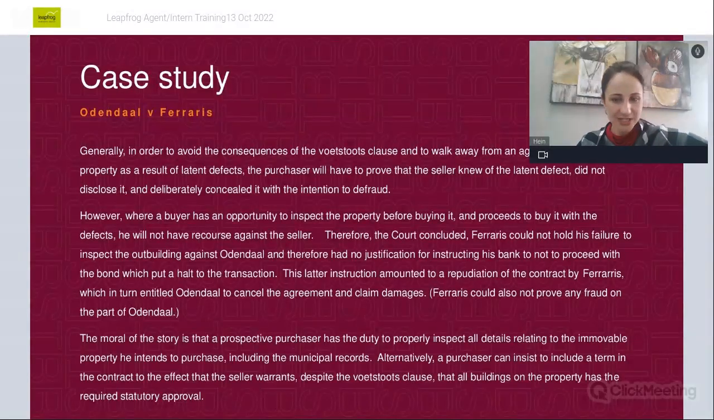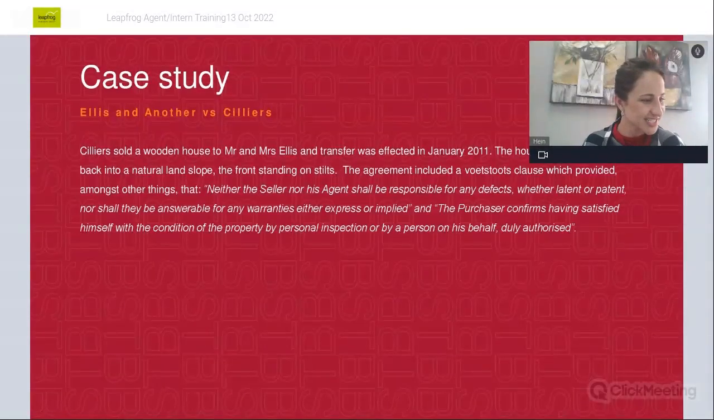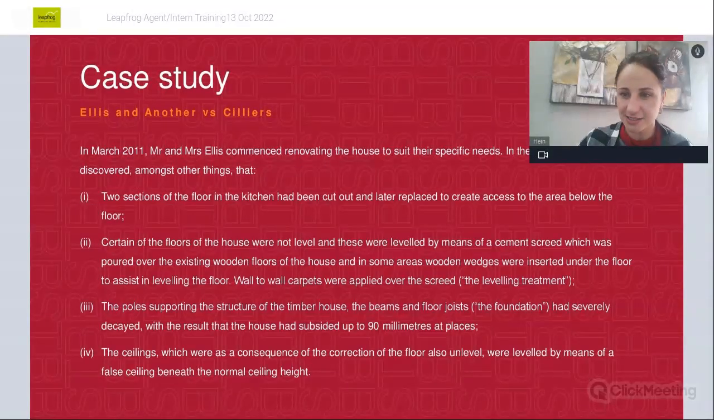Then we have another court case, which is also quite interesting. This one is Solier v Ennis. Solier actually sold a wooden house to Ennis, and the house was actually built against a slope. So to me, I'm seeing alarm bells, but that's the fact of this case. So we've got this wooden house against a hill slope, and we've got the Voetstoots clause in the contract saying, buyers, you're buying this house as is.